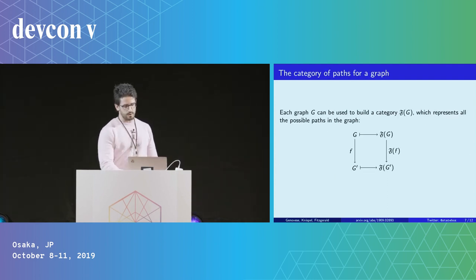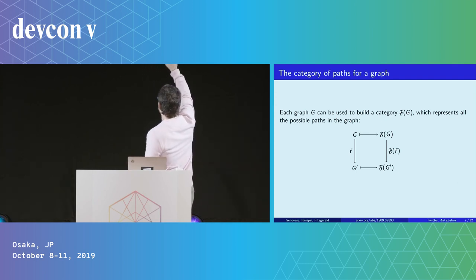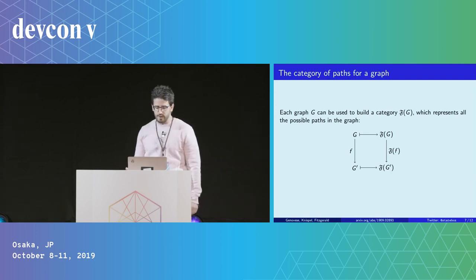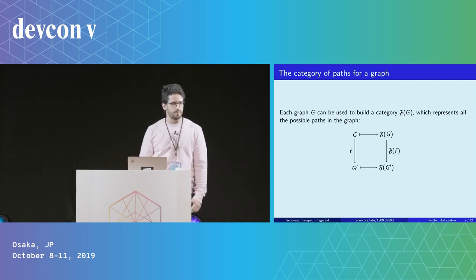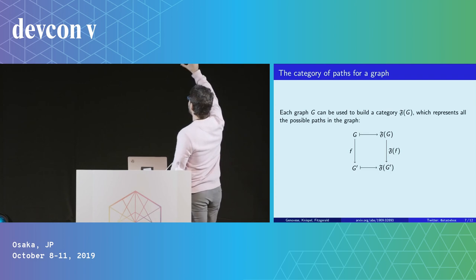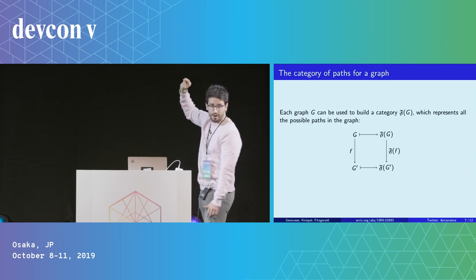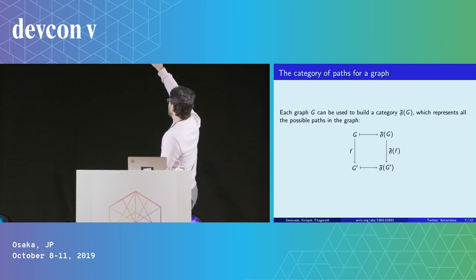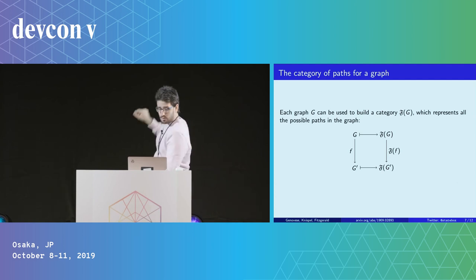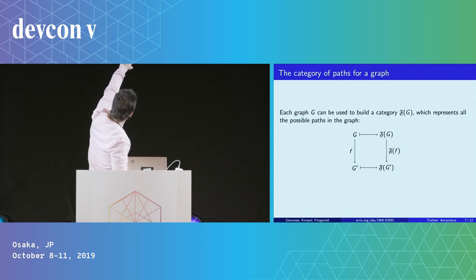So this is an example. With each graph G, you can build a free category, free of G. This free category represents all the possible paths in the graph, so all the possible lawful computations we're interested in. And this is a commutative square, which is the very heart of category theory. What it means is that if you have an F that morphs your graph G to a graph G prime, then you automatically obtain a way to morph the corresponding categories. And if you map the graph G to the free category and then you morph, that's the same as morphing the graph first and then doing the free category.